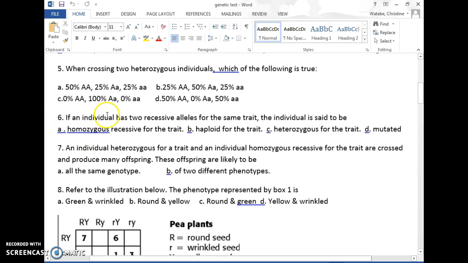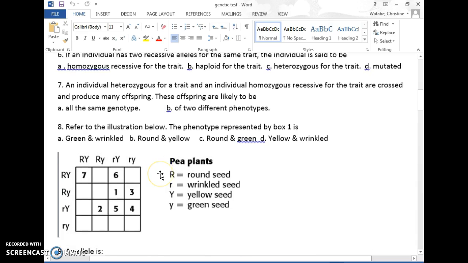Number 6. If an individual has 2 recessive alleles for the same trait, the individual is said to be A, homozygous recessive for the trait, B, haploid for the trait, C, heterozygous for the trait, or D, mutated. Question 7. An individual heterozygous for a trait and an individual homozygous recessive for the trait are crossed and produce many offspring. These offspring are likely to be A, all of the same genotype, or B, of 2 different phenotypes.